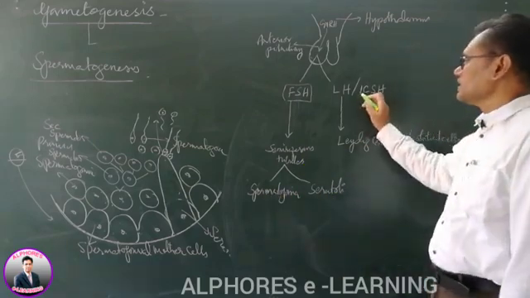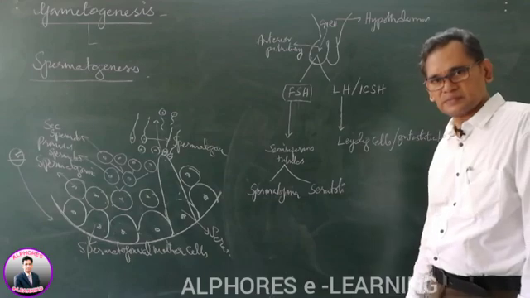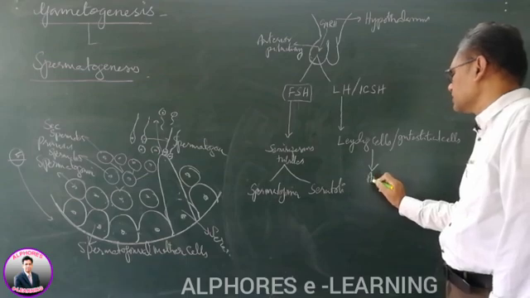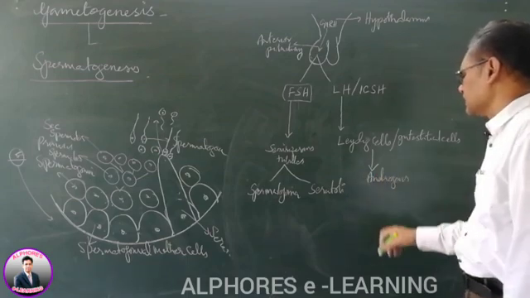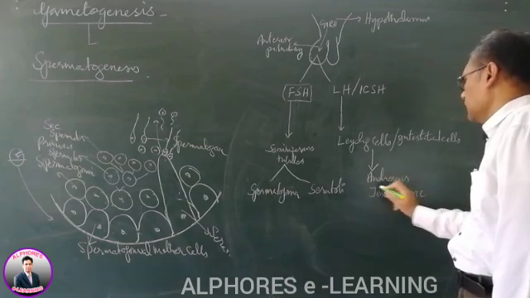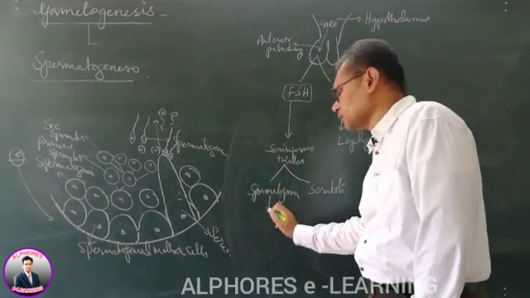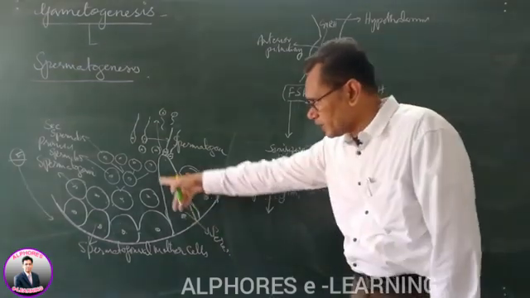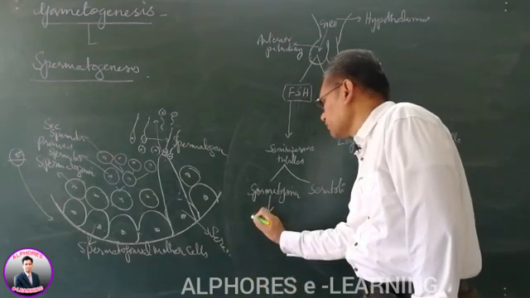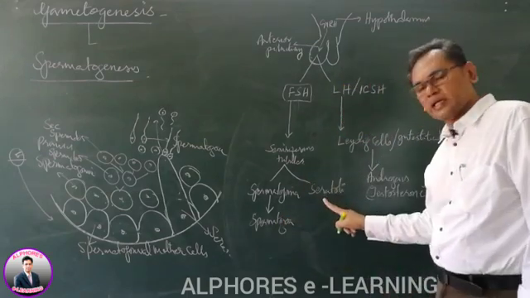Whereas LH or ICSH acts on Leydig cells or interstitial cells. Now Leydig cells, under the influence of LH, will produce androgens. Androgens are nothing but testosterone, the male hormone. Okay. Now spermatogonial mother cells undergo division, and spermatogenesis takes place. Spermatogonia undergo spermatogenesis to form spermatozoa. It is also acting on Sertoli cells.